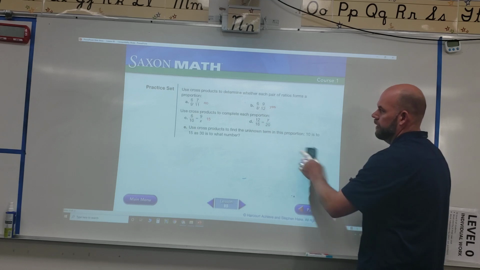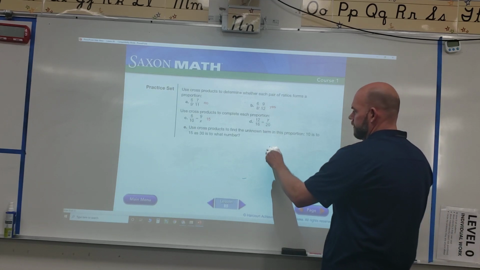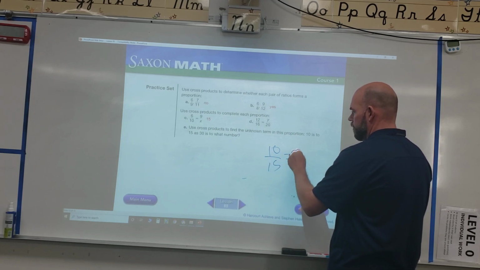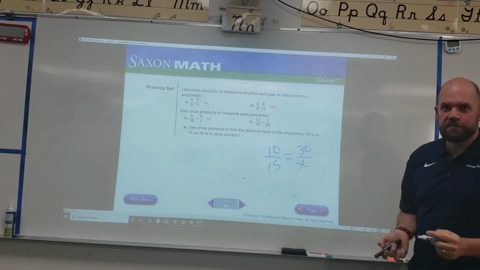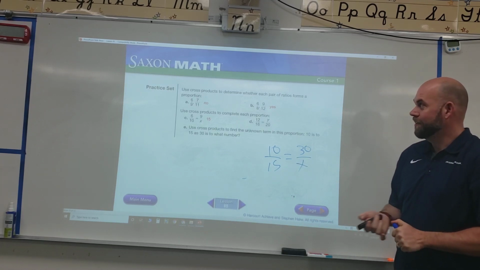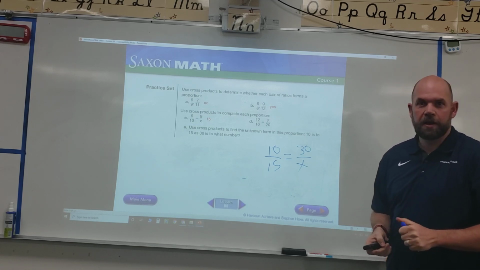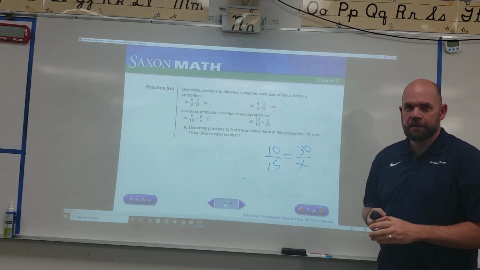And then finally, use cross products to find the unknown term in this proportion. 10 is to 15 as 30 is to what? Go ahead and try to solve that on your own. So this is lesson 85, I believe, on using cross products to solve for unknown terms. Good luck.